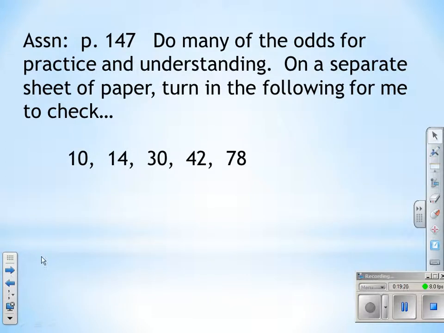Now, for your assignment today, you guys turn to page 147. I encourage you to do a lot of the odds for practice and understanding, but I am going to ask you to turn in 5 problems, and they're listed on this slide here. So I would like you to do 10, 14, 30, 42, and 78 on a separate sheet of paper. Turn that in for me so that I can check those.